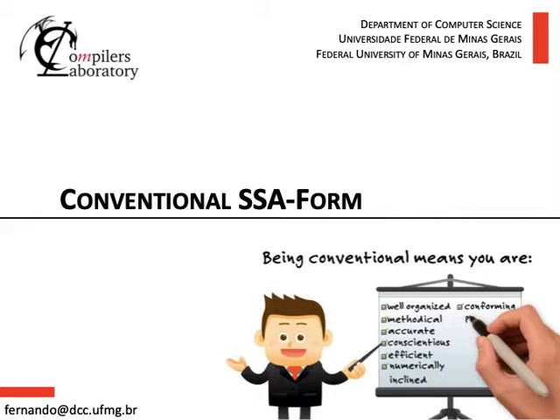We have, in the last class, discussed an algorithm that finds control dependencies in a program through a traversal of the program's dominance tree. However, there is one point that deserves special attention. That algorithm works well for programs in a format that we call conventional static single assignment form. And today we talk about this format.